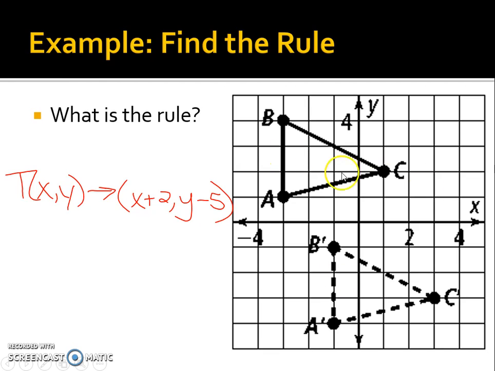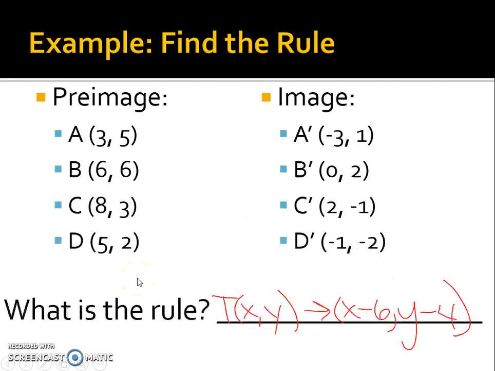So let's look here. This is the original shape. This is the new shape because it has an apostrophe next to each letter. So always do X 2 to the right and then 5 down. That's what they did. So do B to B and see it, and then C to C, 2 to the right and then 5 down. So the rule is x plus 2, y minus 5. That's the rule for these two translations.